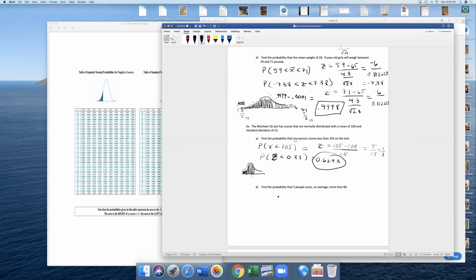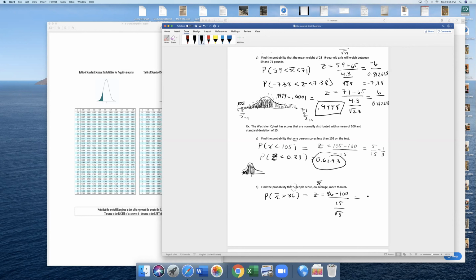So let's take a look at this one. Find the probability that 5 people score on average more than 86. So now we're dealing with a sample mean. So we're going to start off with finding the probability that x bar is greater than 86. We're dealing with the sample mean, which means we're dealing with the second formula. Z is equal to x bar minus mu, and the mean is 100, divided by sigma, which we know is 15, over the square root of n, and n is equal to 5.